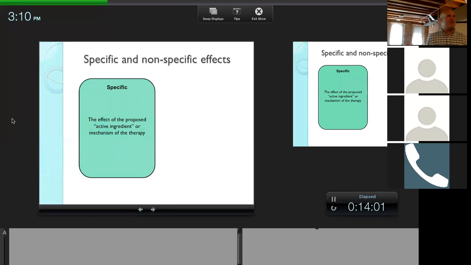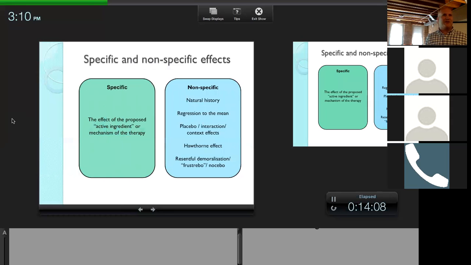The specific effects are the effect of the proposed active ingredient or mechanism of therapy. And the non-specific effects are pretty much everything else that can explain that change in pain, from placebo effects. Is anyone familiar with frustrebo effects? So let's say I've got a trial of ultrasound for back pain. And ultrasound's been getting loads of good press in the media recently, and lots of patients want to try this new singing, all dancing ultrasound. I know it's kind of unfeasible, but let's take it as read that that's the case.